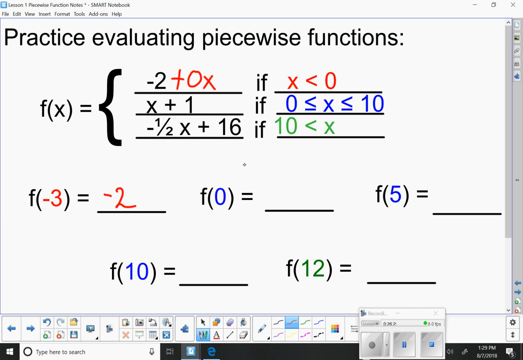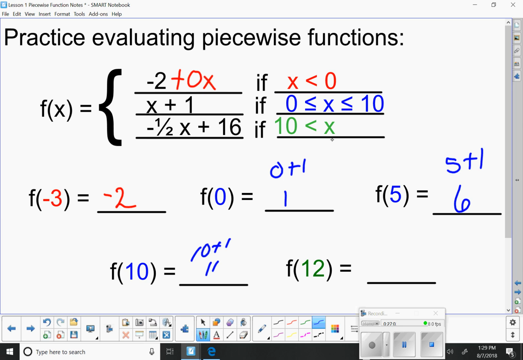F of 0, 0 is not less than 0. 0 is equal to 0. So here I get 0 plus 1. The answer is 1. 5 is squarely between 0 and 5. So this is 5 plus 1, which is equal to 6. 10 goes in the center. X is less than or equal to 10. So therefore, again, this is 10 plus 1 is 11.